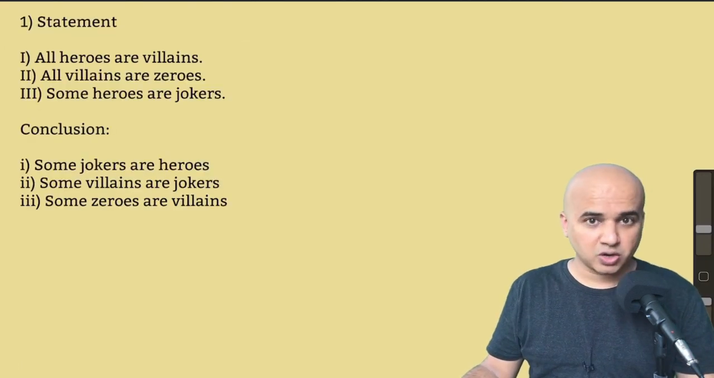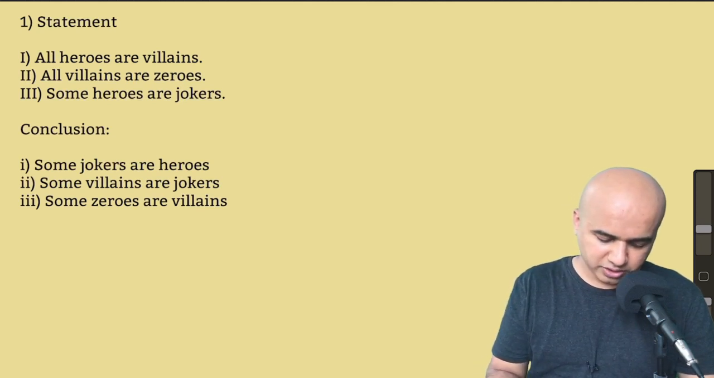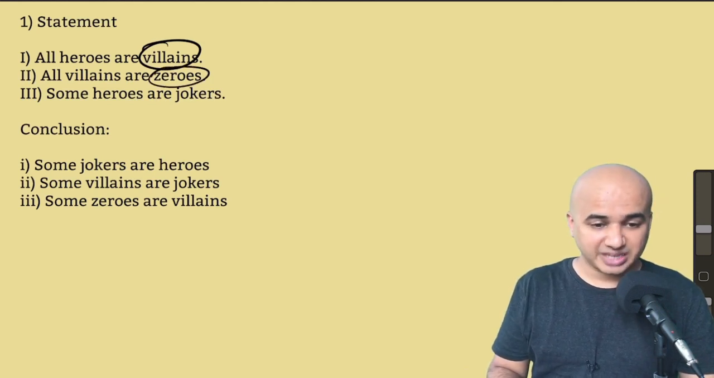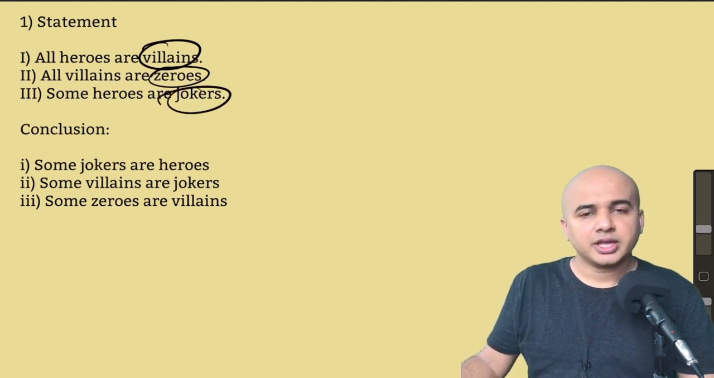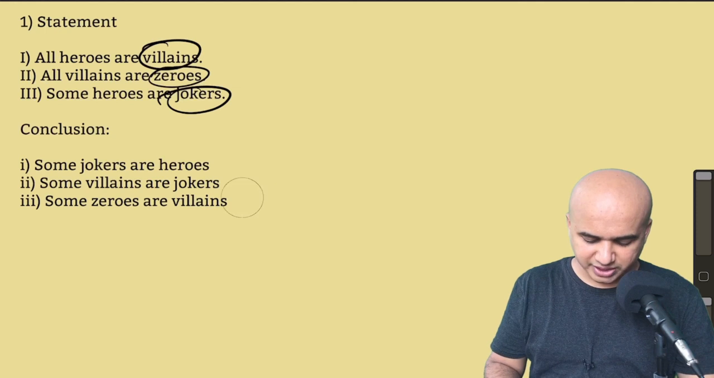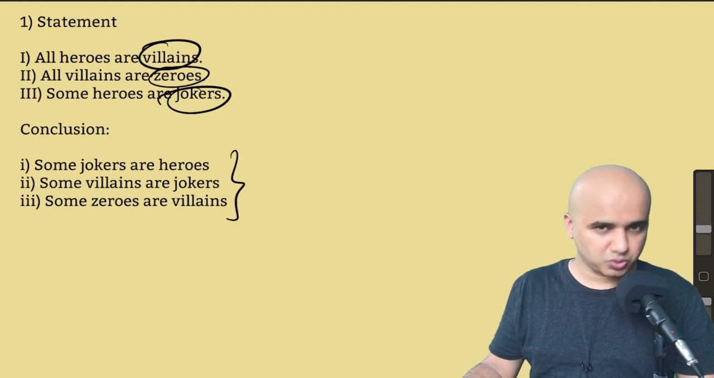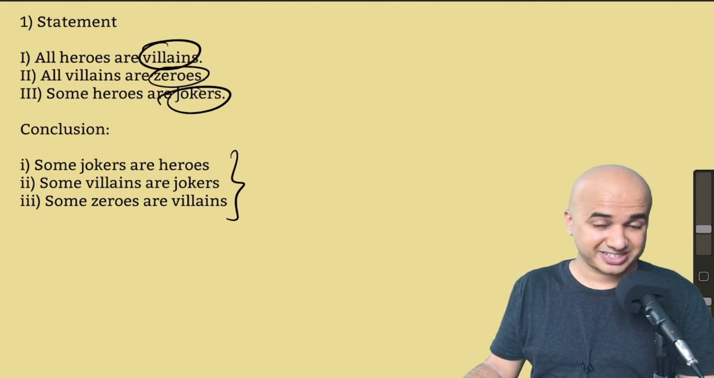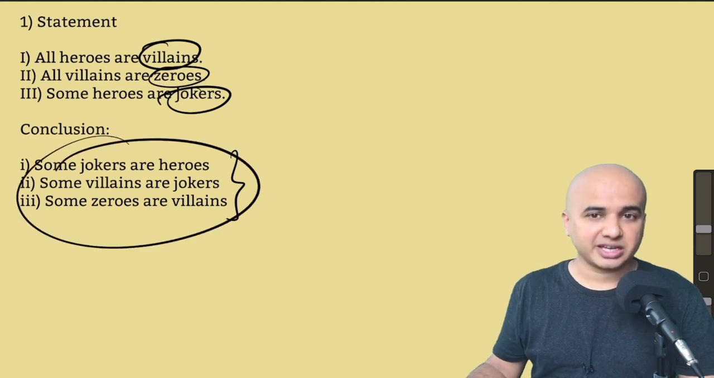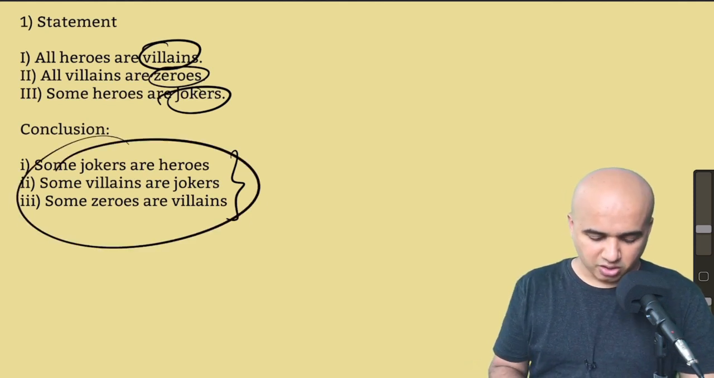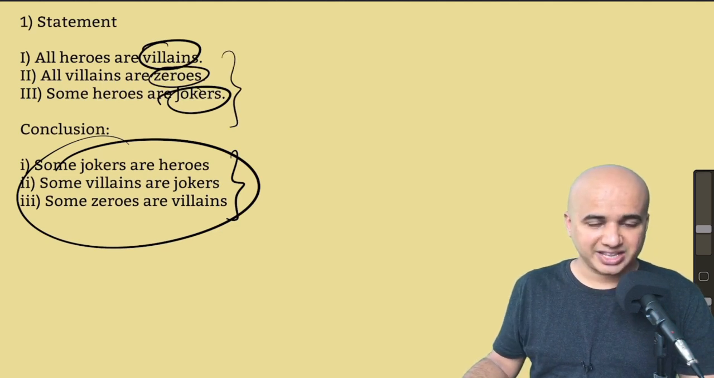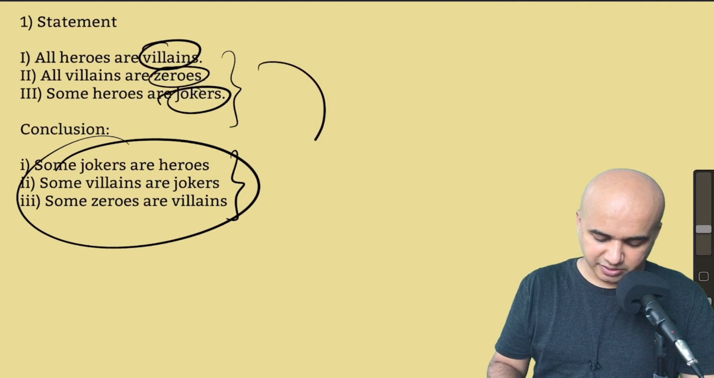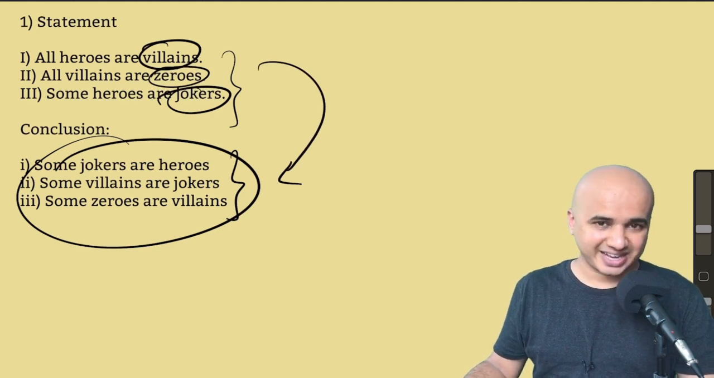Now we have moved on to the syllogism part of the video. We have 3 statements here. All heroes are villains, all villains are zeros, and some heroes are jokers, they say. Now in case of syllogism, even before we proceed towards the conclusion, there is something which you need to do. What is it you are supposed to do? You will have to pictorially represent these statements, and it will be easy for you to make the conclusions then. Once again, whatever statements are given, try to pictorially represent them. That way, it will be easy for us to check if the conclusion is correct or not.